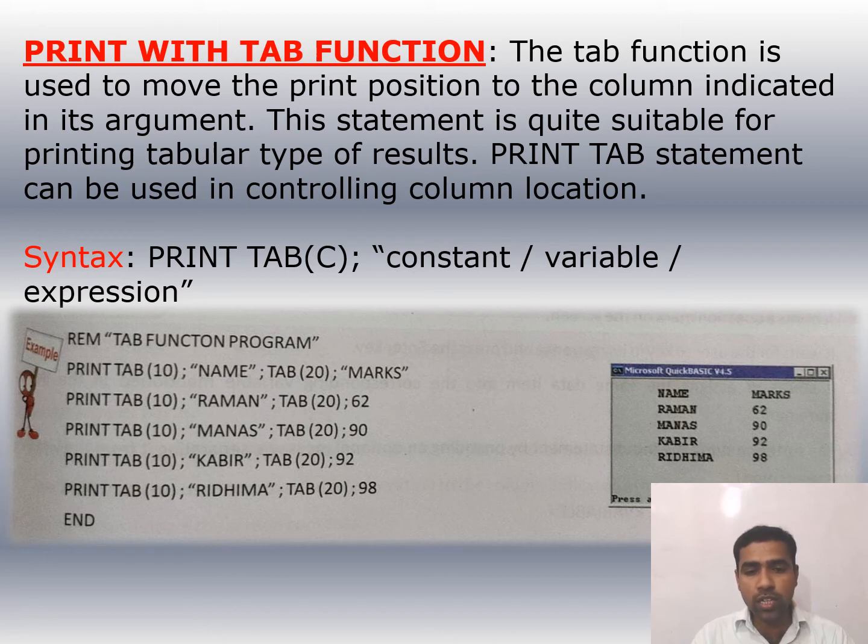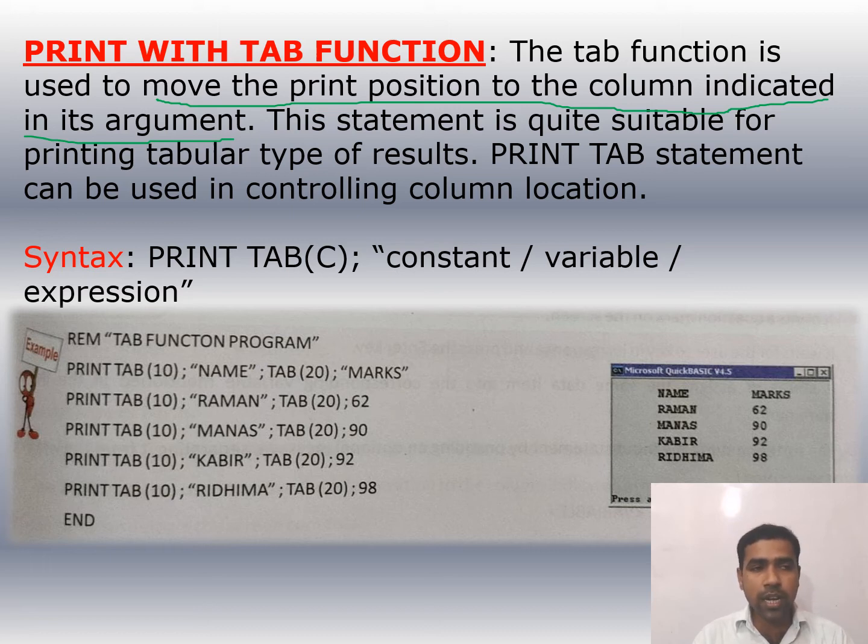So where we have to use the tab function, and what is the use of the tab function, that also we will see. The tab function is used to move the print position to the column indicated in its argument. If you write the program using the tab function, then in one column it will display the name, subject, or whatever it is.